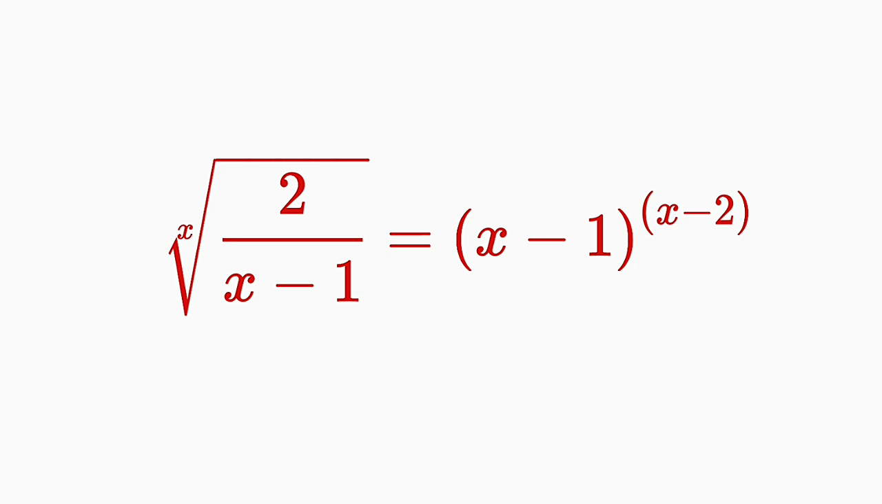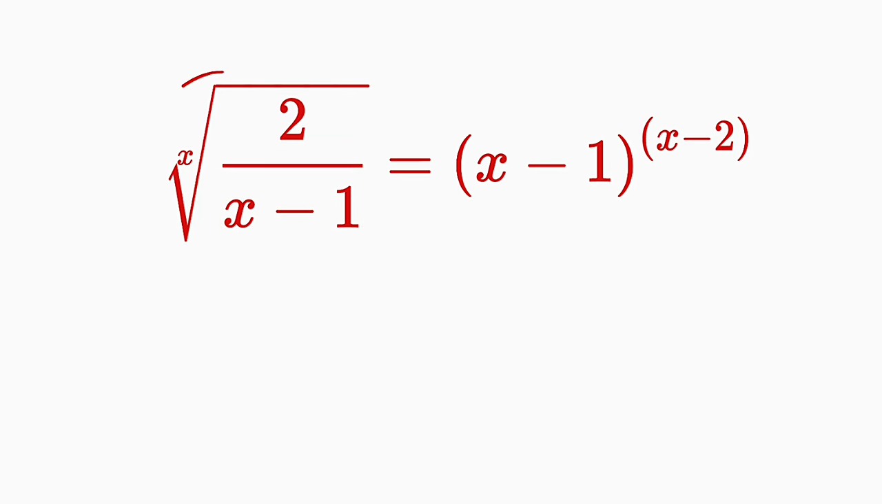Let's get started. We're asked to solve the equation: the x root of 2 divided by x minus 1 equals x minus 1 to the power of x minus 2. You should know that x cannot be equal to 1, because if x is 1, we have 1 minus 1 here, which is 0, and the whole expression is undefined.